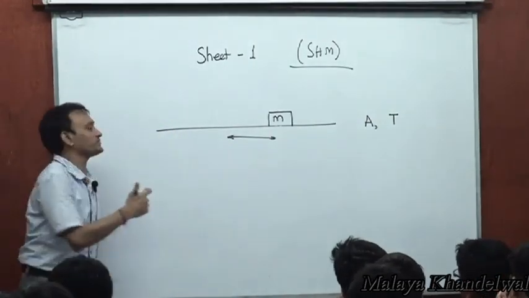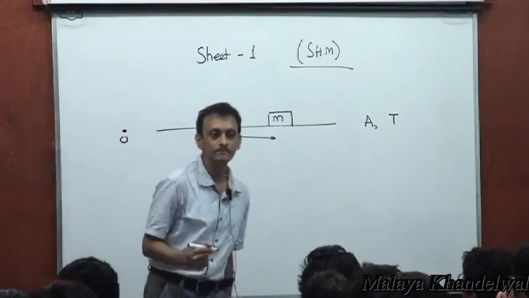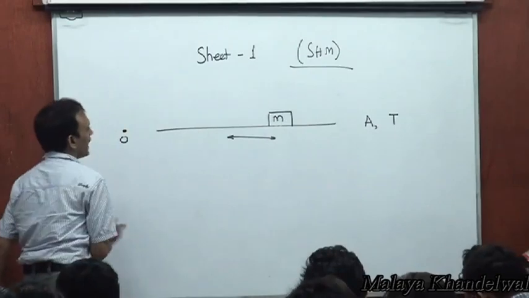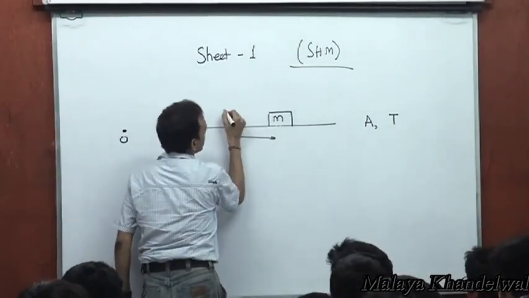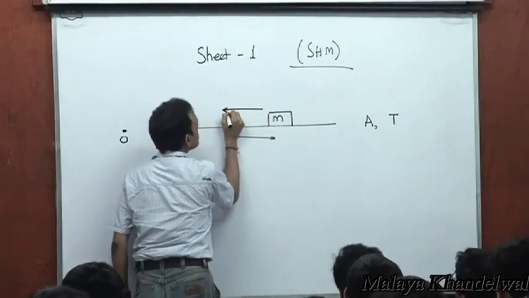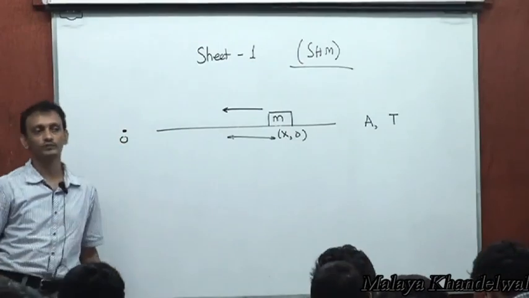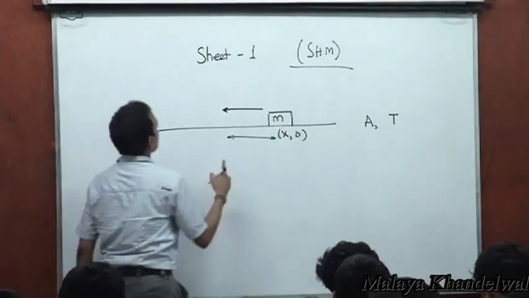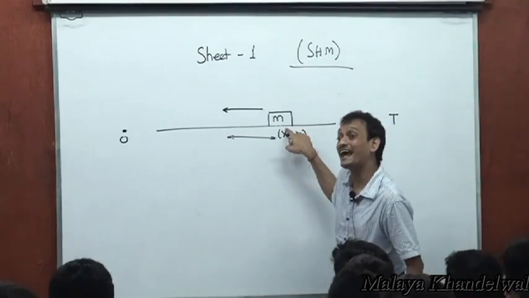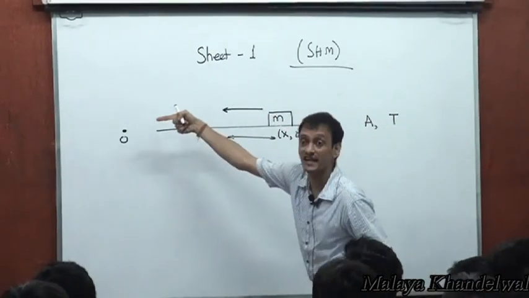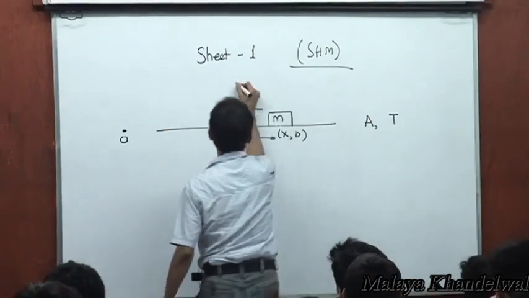At any point of time, suppose this was the mean position of oscillation, and at this point the mass m is at x0. What force does it require at x0? Kx. Kx is the force that it requires at x0, right? Kx directed towards O.